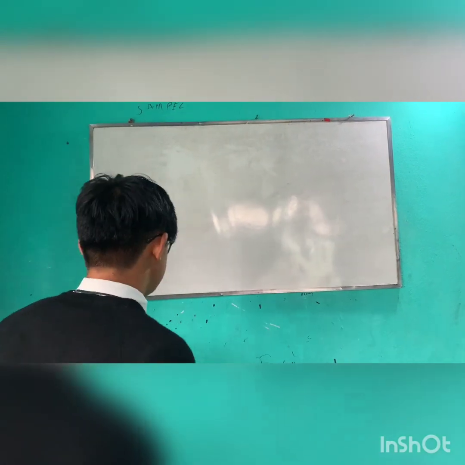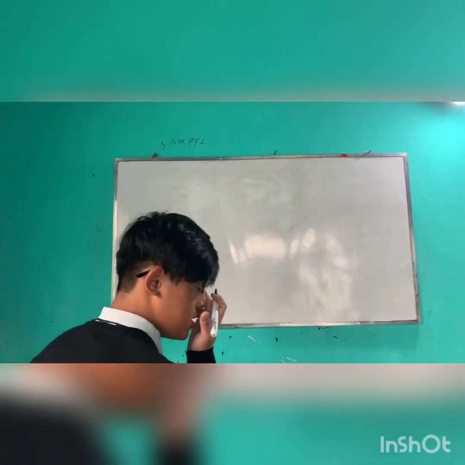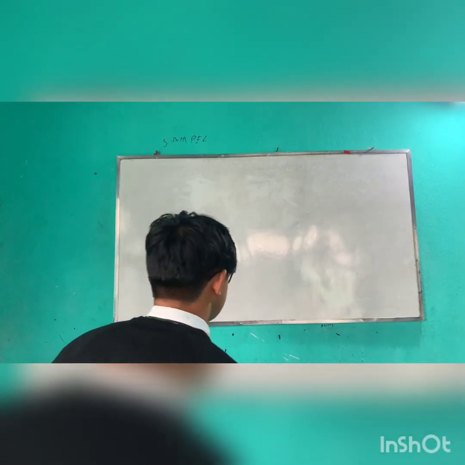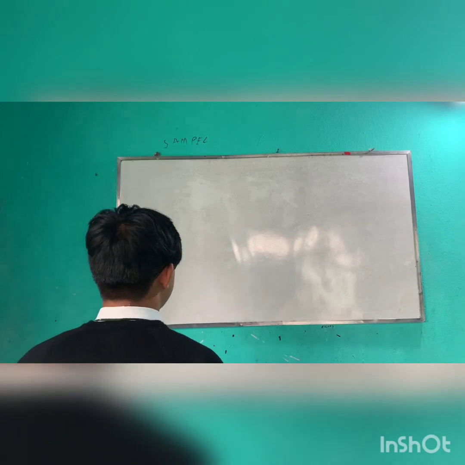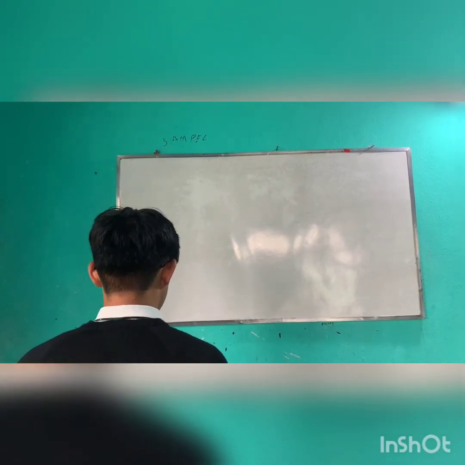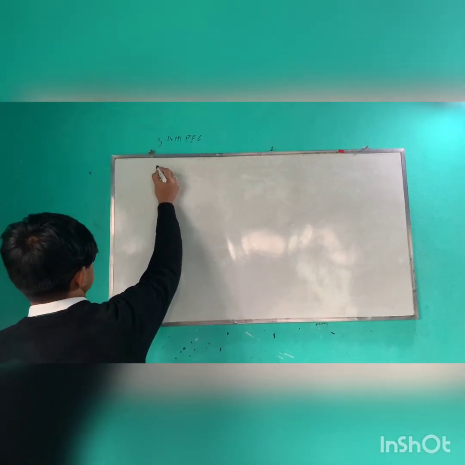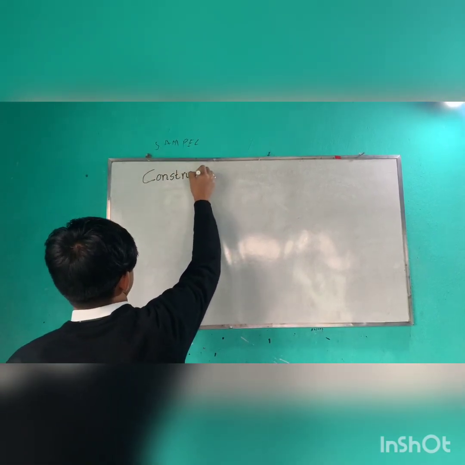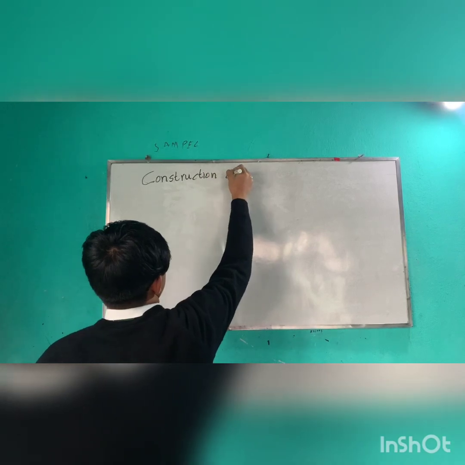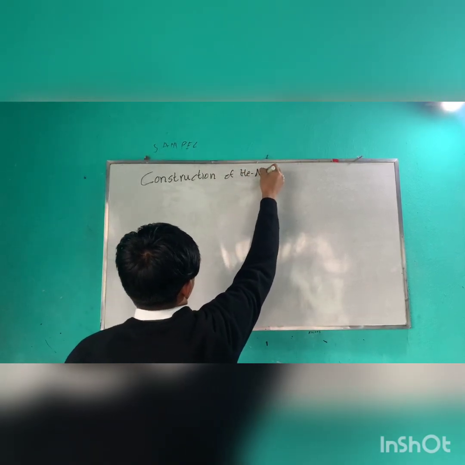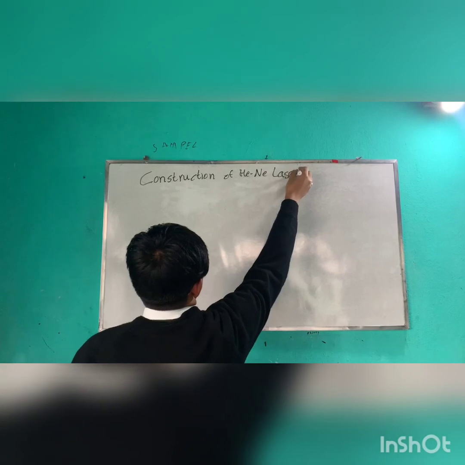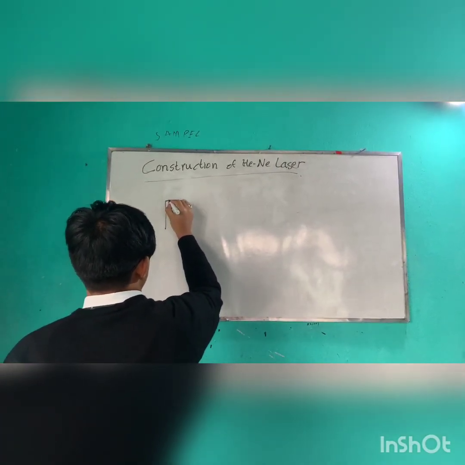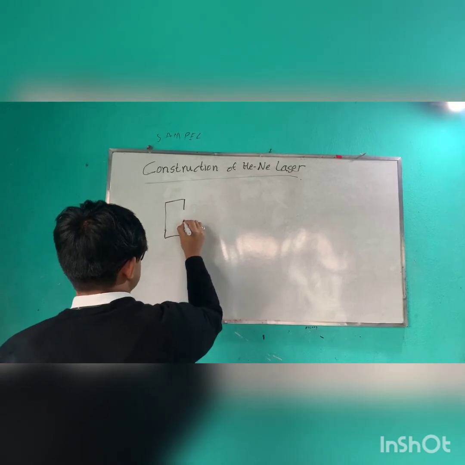We know that a laser beam is emitted in a particular wavelength, whereas an ordinary light is of different wavelengths. And now we're going to talk about the construction of the helium neon laser. For the construction, we have this kind of apparatus.